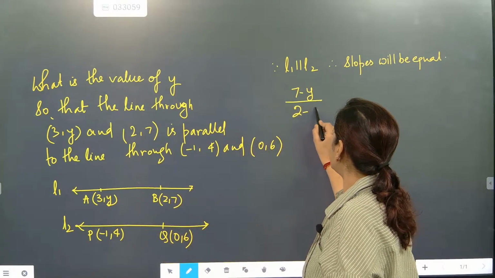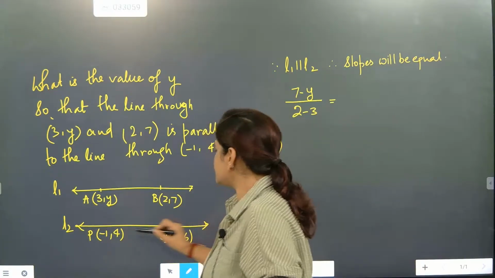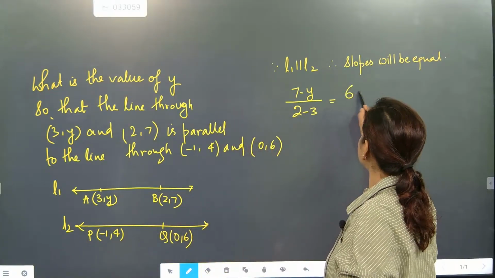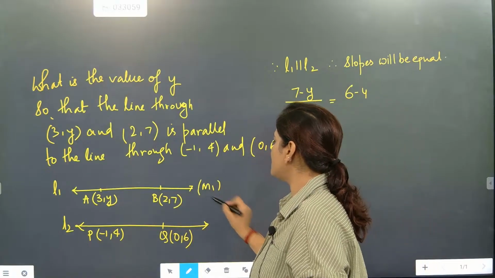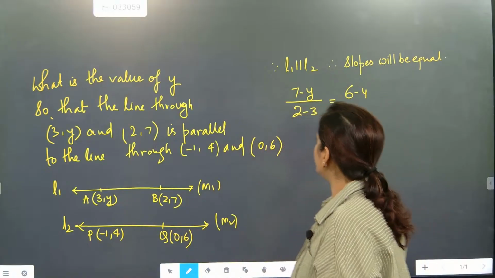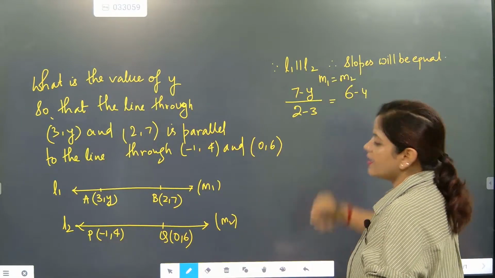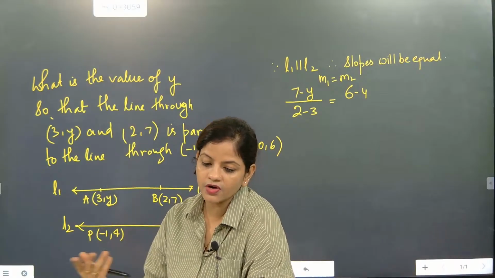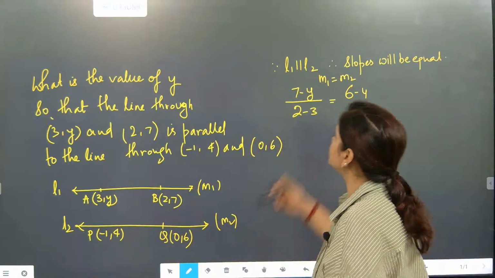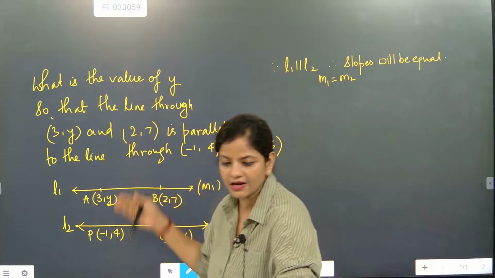I hope you are understanding. This part will come 2 minus 3. The next side is 6 minus 4 over 0 minus (-1). So slopes are equal. Let the slope of this line be m1 and the slope of this line be m2. So here m1 is equal to m2. And what is the formula when two points are given? Because both lines are parallel, their slopes are equal.